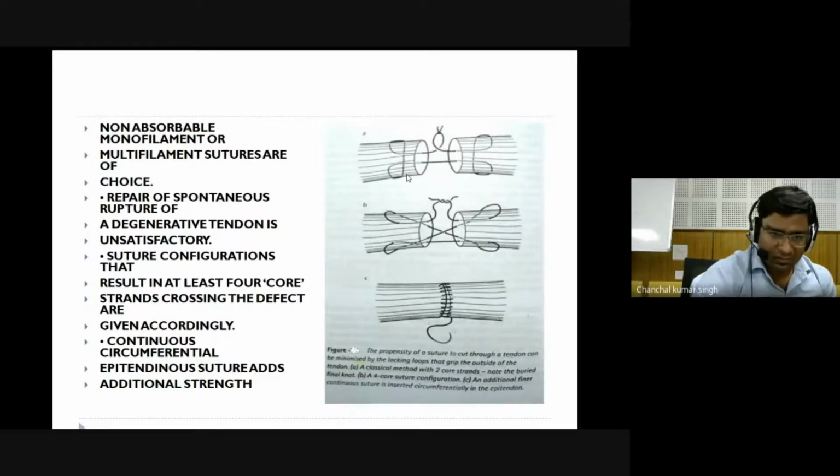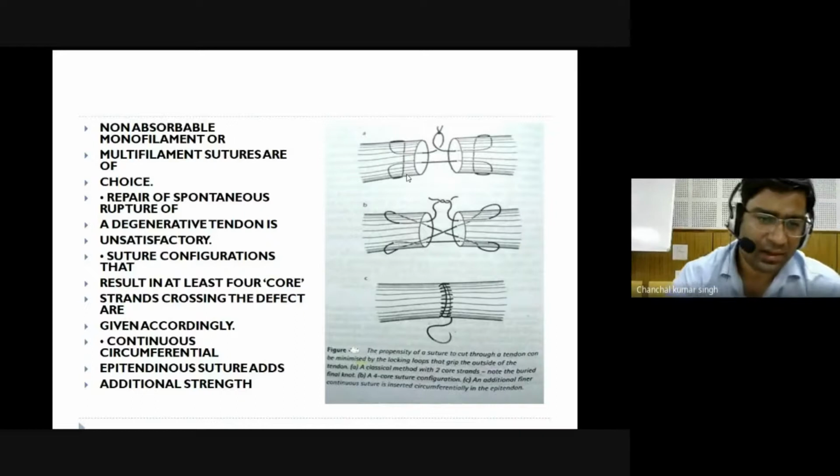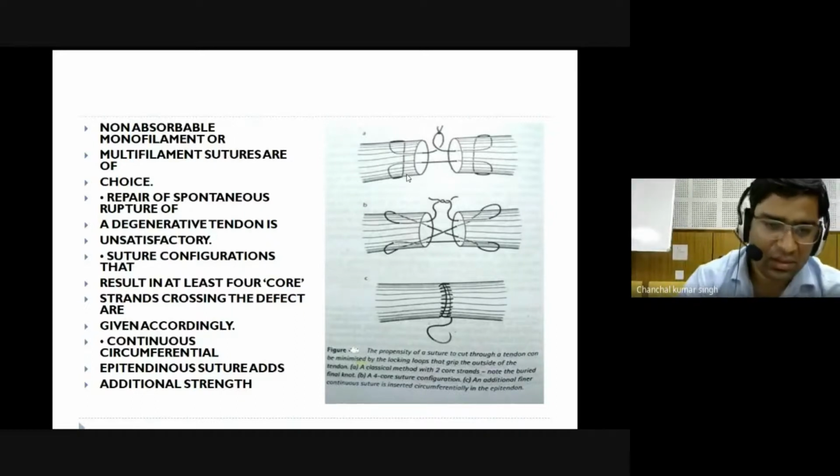So if there is a spontaneous rupture, a degenerative tendon, I told you already the pathology, repair might not be enough because the substance is weak. There is metabolic alteration. So you might need to substantiate your repair. You may need to use an augmentary tendon. You need to augment your repair in that case.